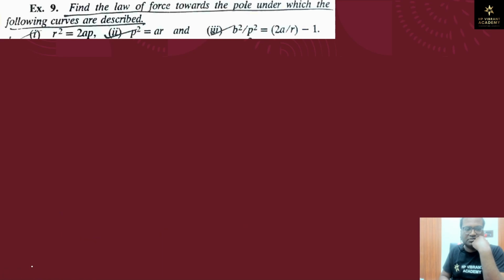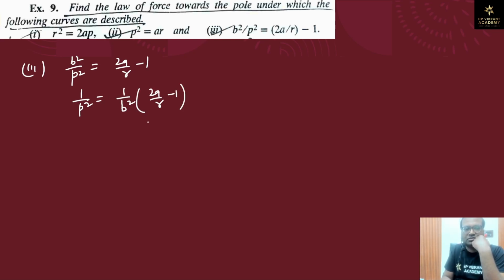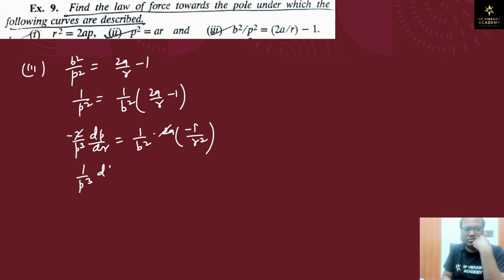What is there in the third part? So the third part is b square upon p square is equal to 2a upon r minus 1. So from here we have 1 upon p square is equal to 1 upon b square into 2a upon r minus 1. So from here we have minus 2 upon p cube dp upon dr is equal to 1 upon b square into 2a into minus 1 upon r square. So we have 2 gets cancelled. So we have 1 upon p cube dp upon dr is equal to a upon b square r square.